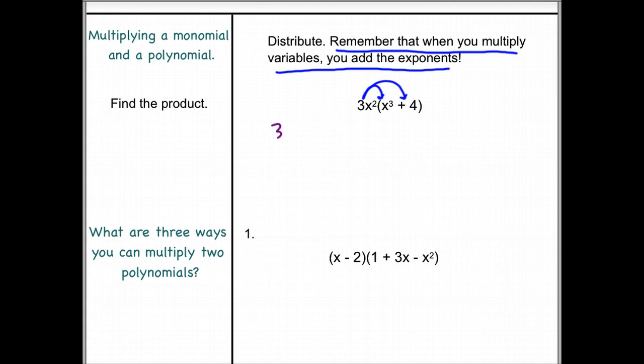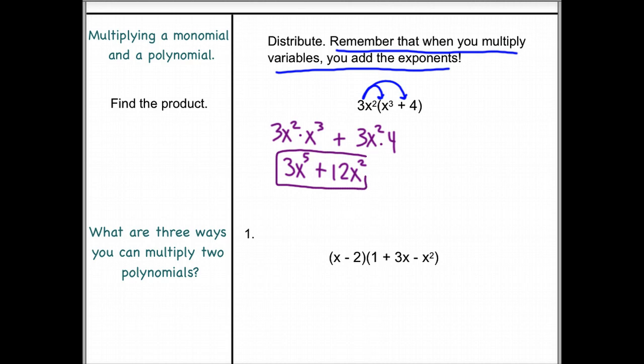So we have 3x squared times x cubed plus 3x squared times 4. So right here we have 3, and then x squared times x cubed, remember we add, so it's x to the 5th, plus 3 times 4 is 12, and then x squared. So that's how we multiply when we have one monomial and a polynomial.